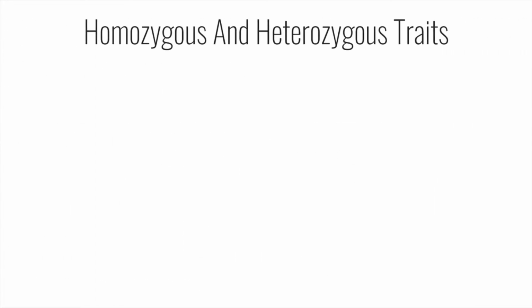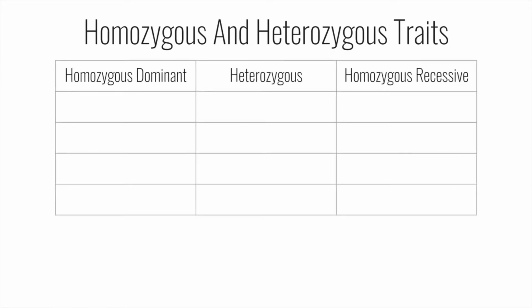What are homozygous and heterozygous traits? Well, there are three types of traits: homozygous dominant, heterozygous, and homozygous recessive. A homozygous dominant organism has two dominant alleles for that trait. A homozygous recessive organism has two recessive alleles for that trait. Finally, a heterozygous organism has one dominant and one recessive allele.